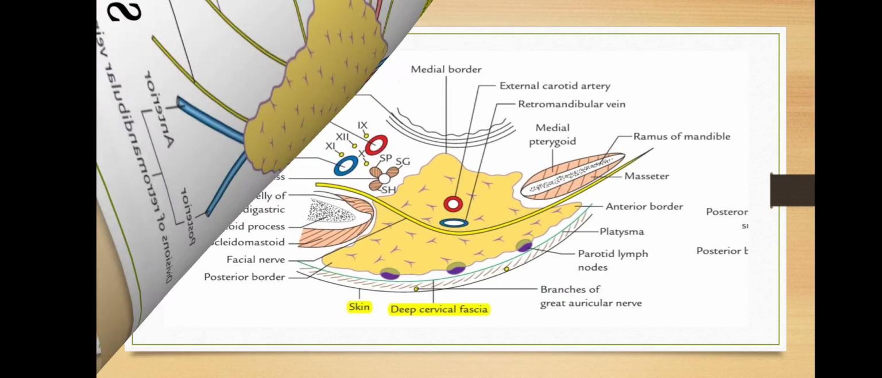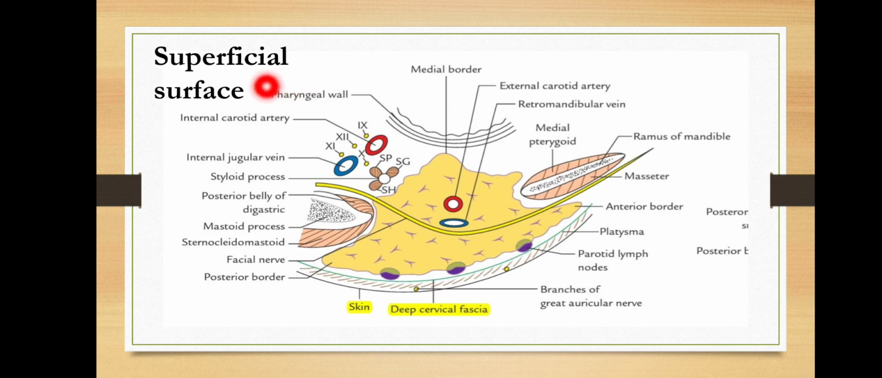Okay. Next, superficial surface relations. The superficial surface is related to the skin, superficial fascia and the deep cervical fascia. This space or structure which I am showing here is the skin, superficial fascia and the deep cervical fascia. So these are the structures related to the superficial surface of the parotid gland.